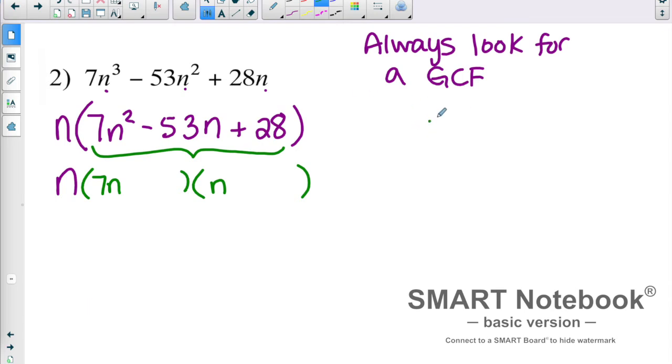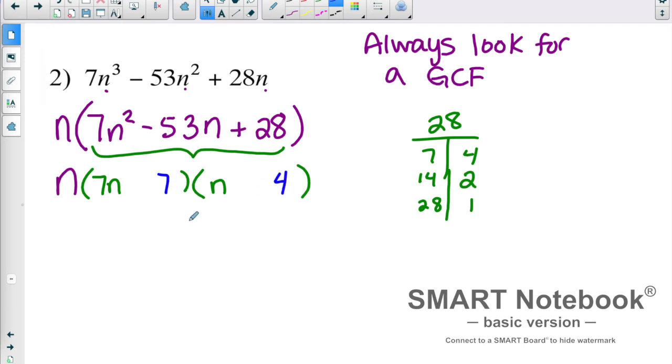Then we jump to the 28. So 7 and 4 gives me a 28. We could also do 14 and 2. Or you could do 28 and 1. One of the things that helps as you get really used to factoring and looking for GCFs, I can try 7 and 4, although I know that it's already not going to work. Let's just show and then I'll tell you why. So 7n would be in the middle.